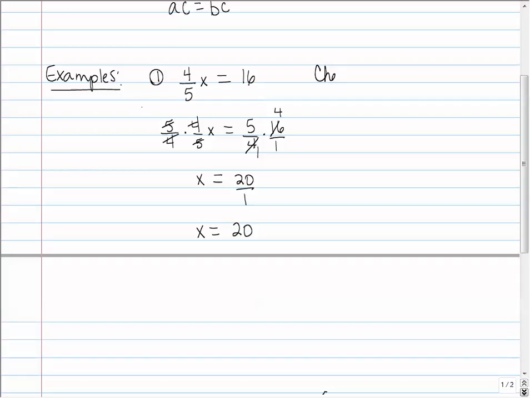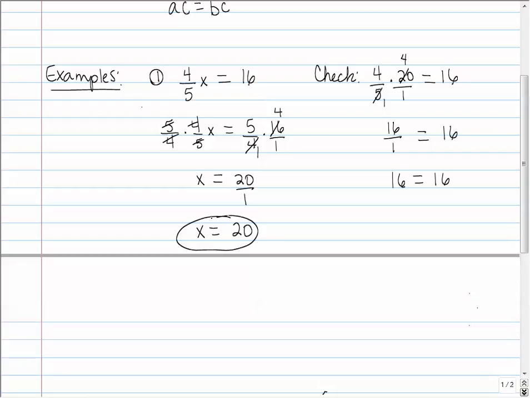Now you could check it just by putting 20 in place of x and working it out. So we have 4/5 times 20 equals 16. Now we'll just work out each side. Make sure we get the same thing on each side. So put your 20 over 1. Now remember, when you're multiplying fractions, you can cancel out. 5 goes into 5 one time. 5 goes into 20 4 times. So we get 16 over 1 equals 16, or 16 equals 16. So it worked. So the solution is x equals 20.